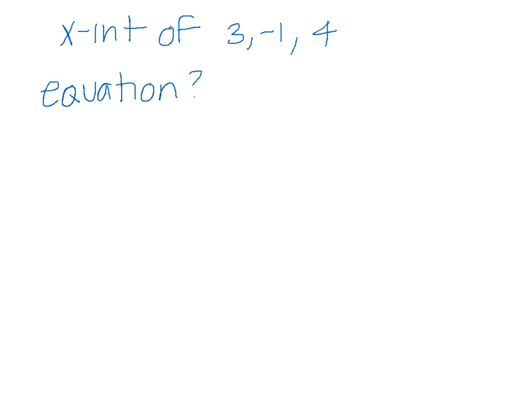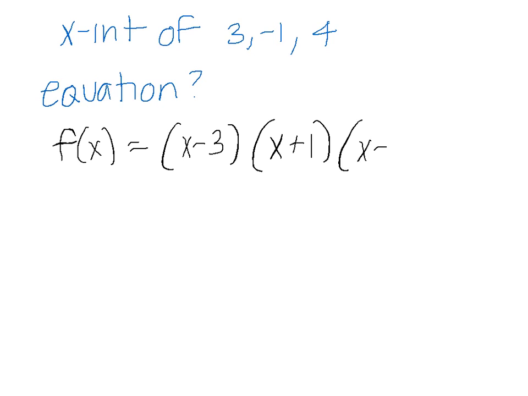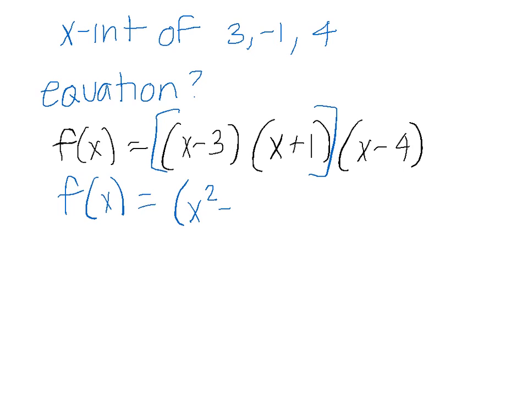Now, what if they asked us instead of just factors to find the equation? The first thing I would have to do is write out the factors. So x minus 3, x plus 1, x minus 4. Next thing I'm going to do, I'm going to choose 2 of them, and it doesn't matter if I choose these 2 or these 2, to multiply together first. So I'm just going to multiply these first 2 together. So I would get x squared plus x minus 3x, which is minus 2x minus 3, times x minus 4.